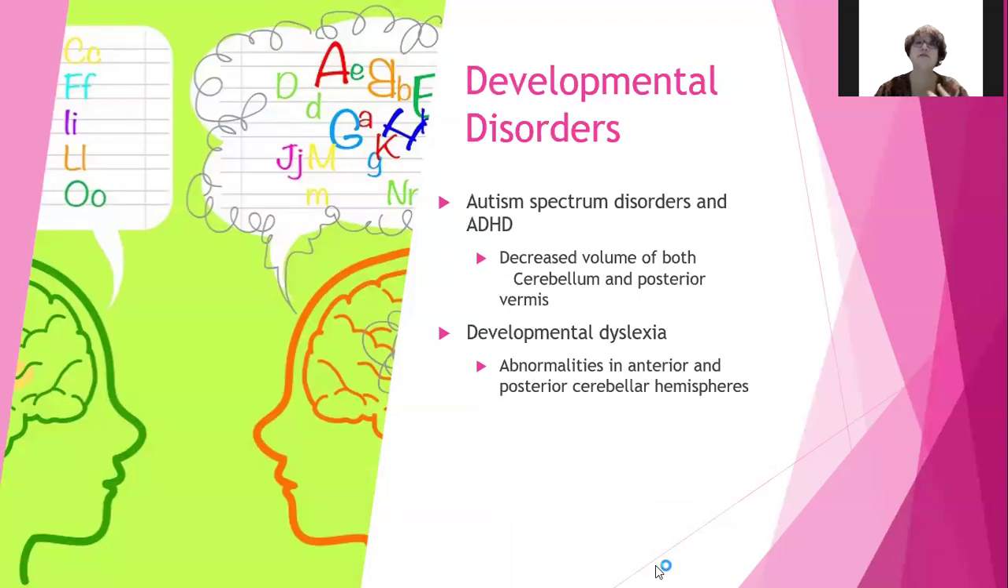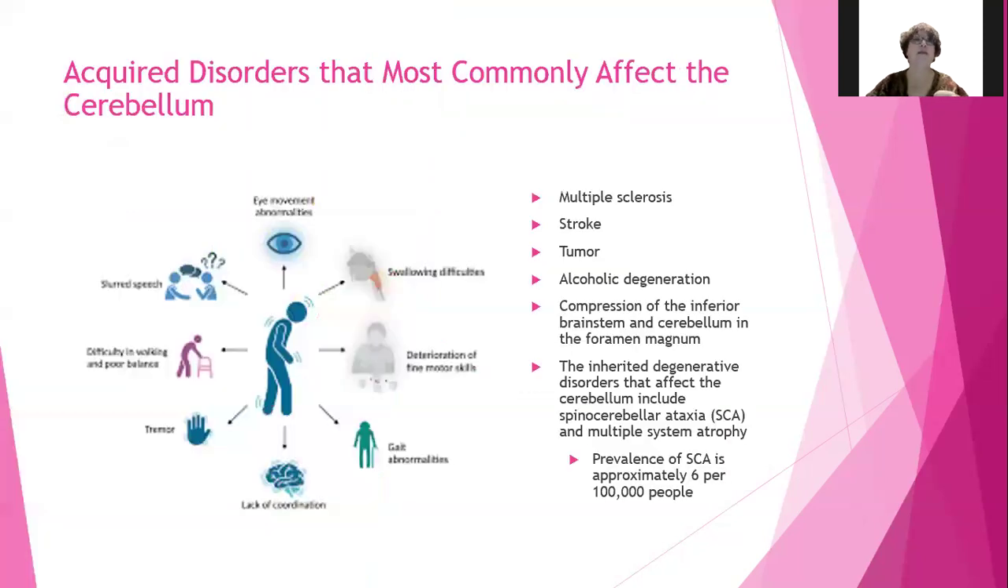In some developmental disorders, like autism spectrum disorders and ADHD, they show decreased volume of both the cerebellar hemispheres and the posterior vermis of the cerebellum. So that's interesting. And in developmental dyslexia, there are abnormalities in the anterior and posterior cerebellar hemispheres. So it shows you the wide range of activities that the cerebellum controls.